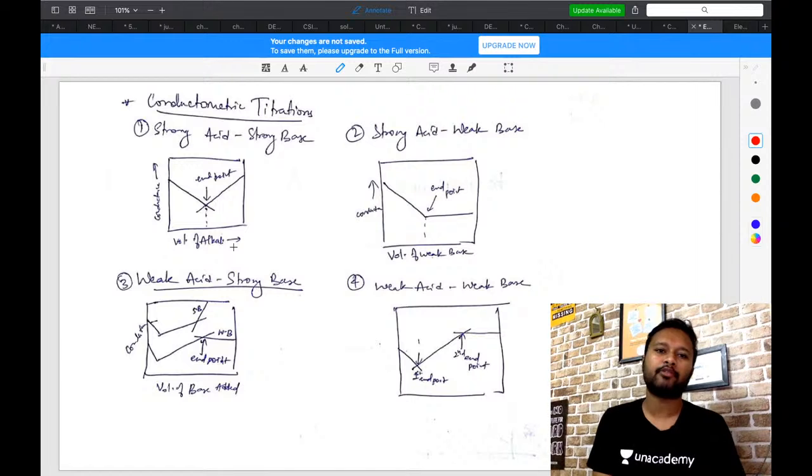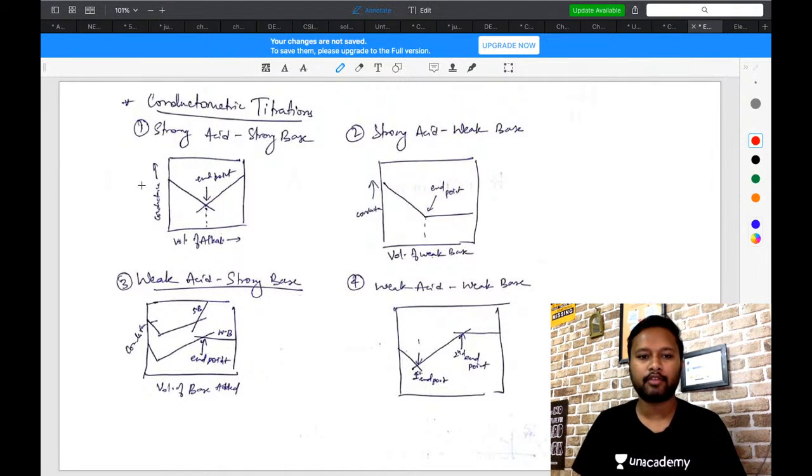But here we are going to use a more adequate method, this titration, that is called conductometric titration. Here what we are going to do is plot the conductance versus the volume of alkali added. Now try to understand this.